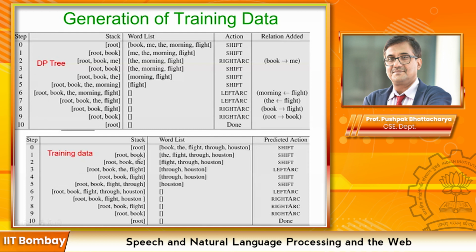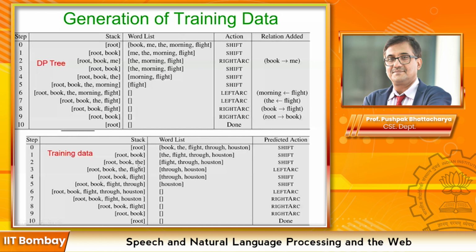And left arc is also not possible, because book is coming to the right of root. It is as if the sentence has a fictitious word in front of it called root. So left arc is not possible. So now I shift, because that is the only option available. So the has come to the stack.